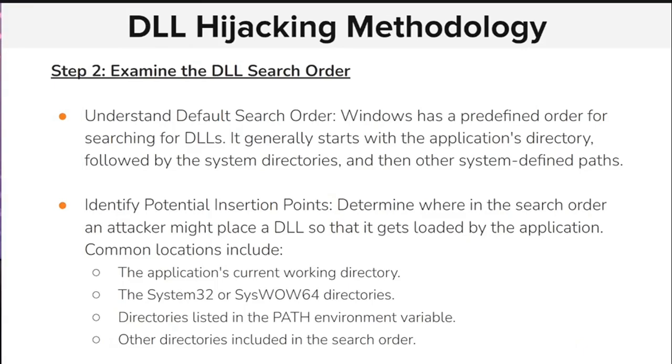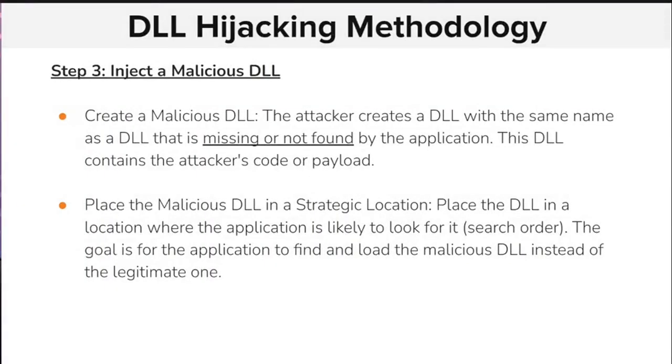And that's very important. And then, of course, directories listed in the path environment variable, and other directories included in the search order. And then finally, you inject a malicious DLL. So you create a malicious DLL with the same name as a DLL that is missing or not found by the application when it is loaded or started. And this DLL will obviously contain the attacker's code or payload, either for command execution or to establish a reverse shell. And then you place the malicious DLL in a strategic location within the search order, where the application is likely to look for it.